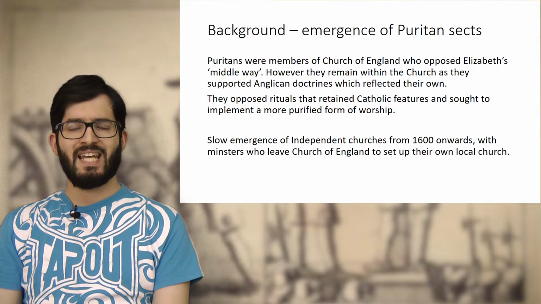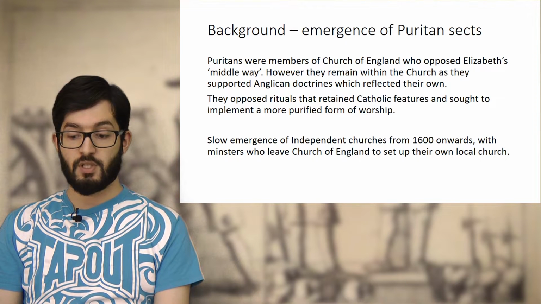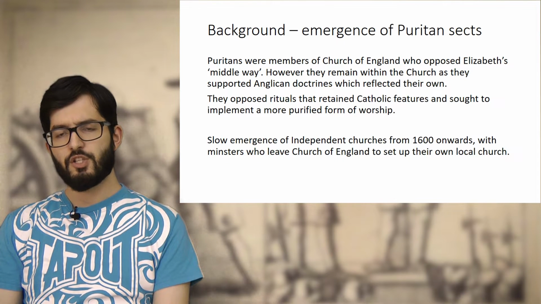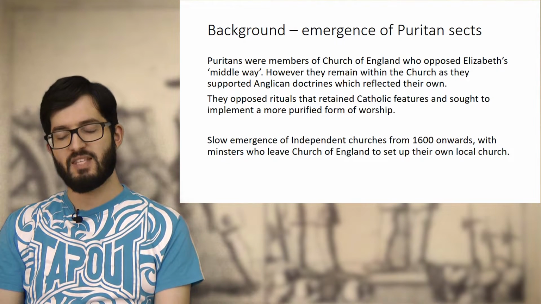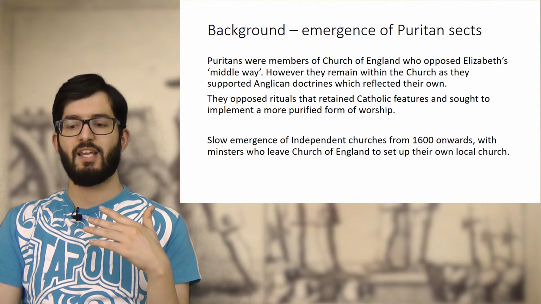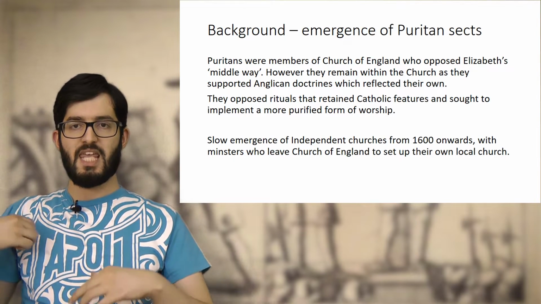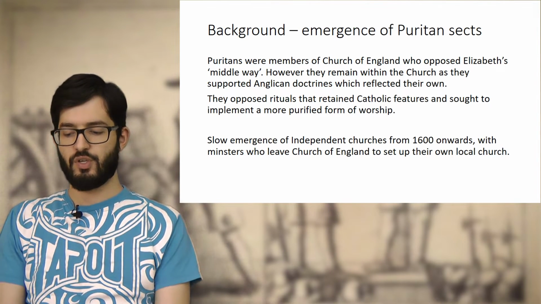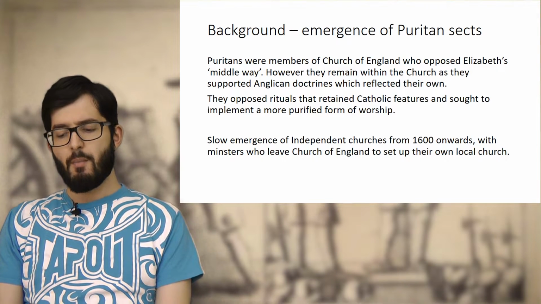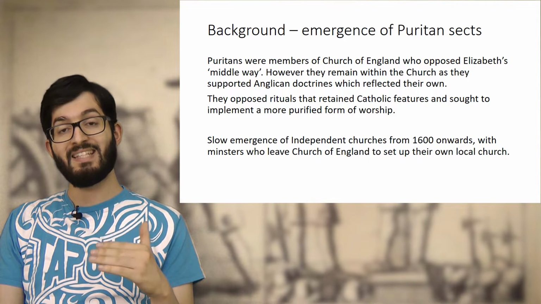However, as I say, they initially remained part of the church, as they still supported the Anglican doctrines which reflected their own beliefs. They supported Anglican doctrines, but they opposed the rituals that retained Catholic features, and so they instead sought to implement a more purified form of worship, even though they accepted the core beliefs and doctrines. So you begin with the slow emergence of Puritans, but then from around 1600 onwards we begin to see the slow emergence of independent churches.